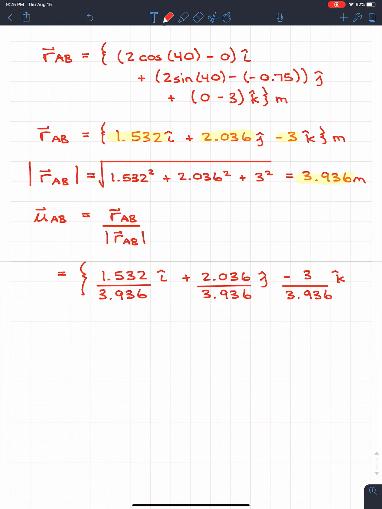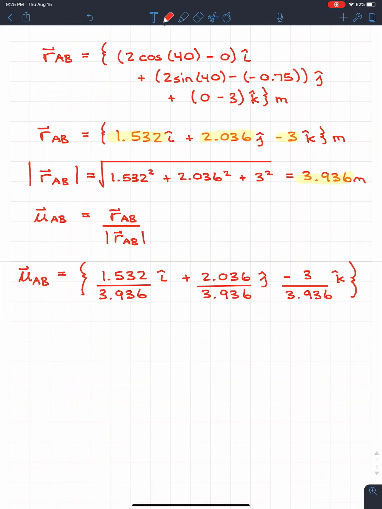One interesting thing too is, remember, the top has a unit of meters and so does the bottom. So they cancel out. So our unit vector here from A to B has no units. That's the one thing you've got to keep in mind. There's no units at the end. I'm not sure if they'll dock you marks if you do put units, but remember, it just doesn't have units. Just try and avoid it.